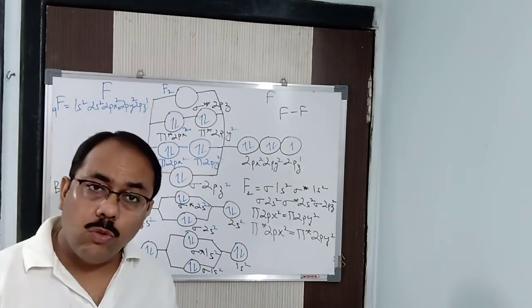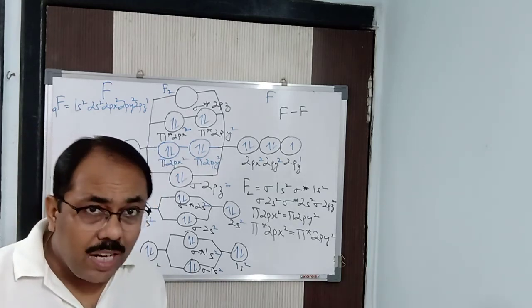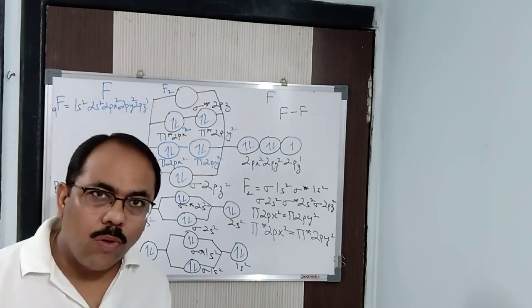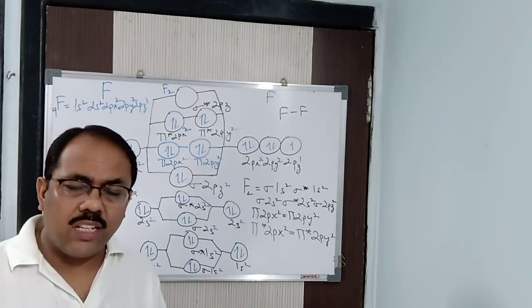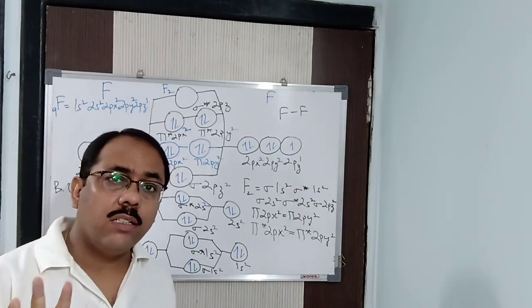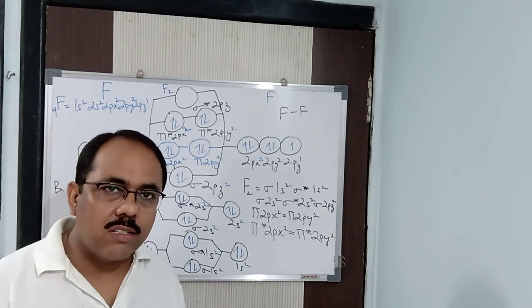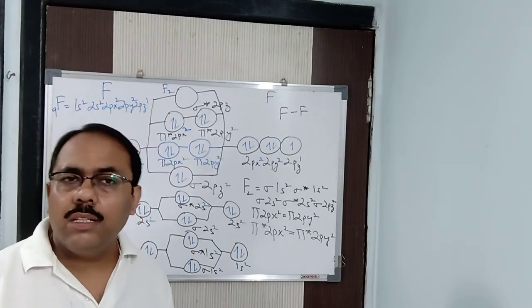Oxygen will have bond order 2. Nitrogen will have bond order 3. Neon will have bond order 0. We can show that it does not exist. If the bond order is 0, then the molecule does not exist, because the bond does not exist. So bond does not exist means the molecule does not exist.